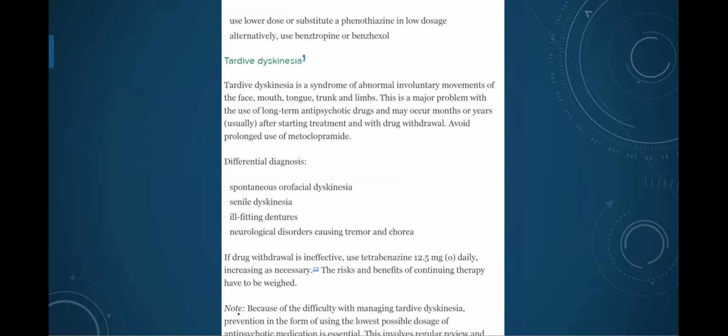First line is to try to lower the dose or substitute a phenothiazine kind of drug in low dose. Mainly, if low dose doesn't help, we can try benztropine or benzhexol. Benztropine and benzhexol are very good to reduce the anticholinergic side effects of these medications. So mainly if the patient is complaining of tremor, then benztropine or benzhexol is a very good medication for that.